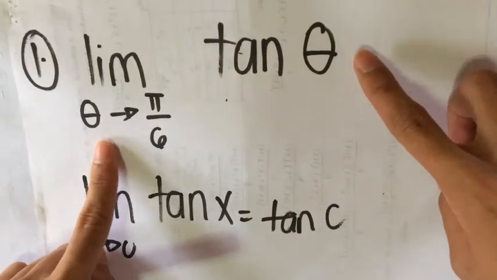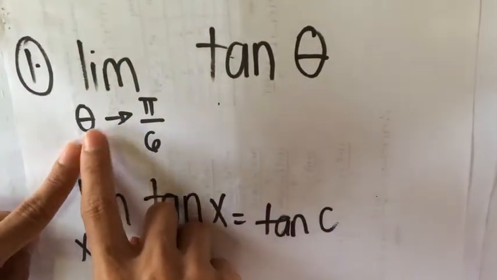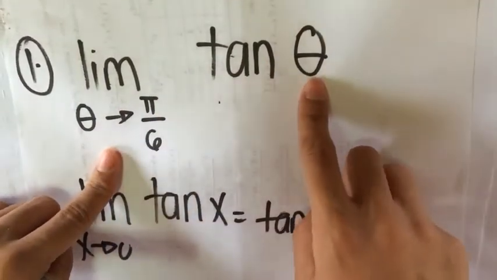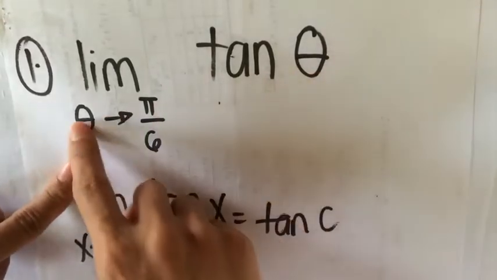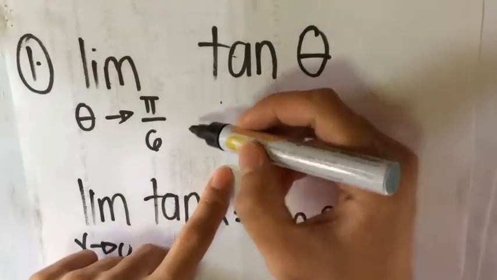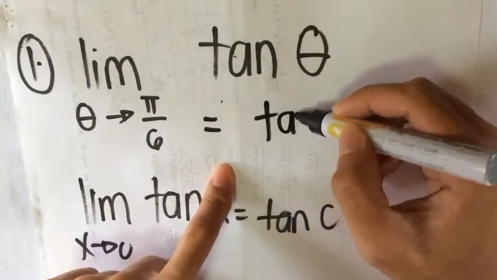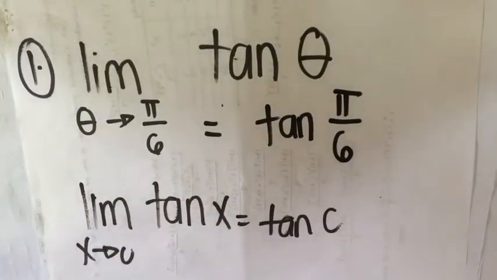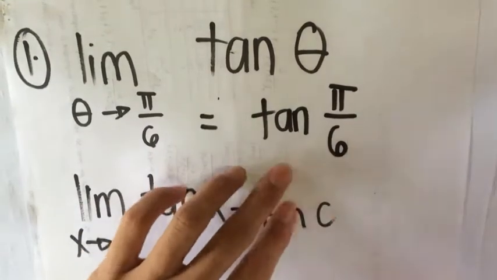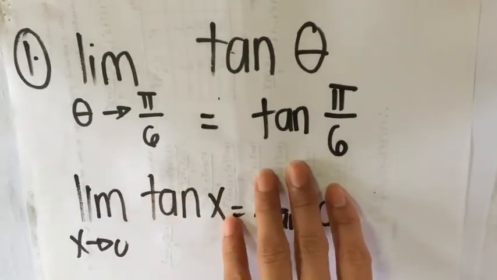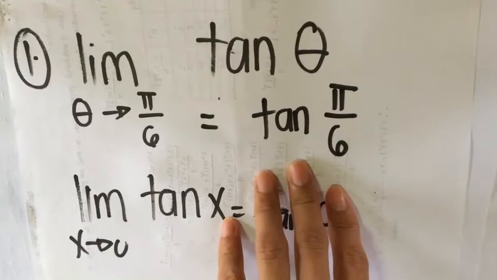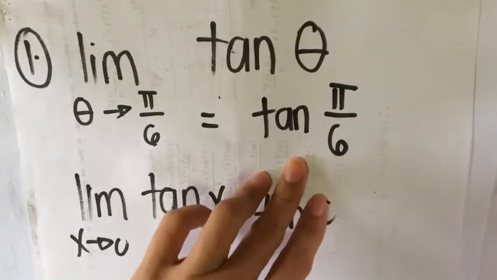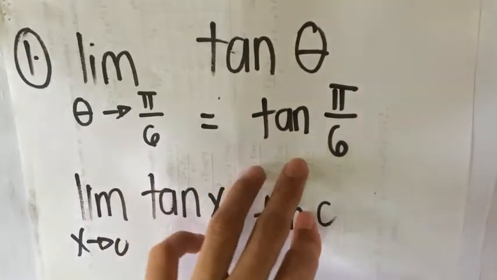Same thing for example number 1. We simply use the direct substitution method in finding the limit. So tan theta as theta approaches pi over 6 is tan pi over 6. As simple as that. So how are we going to find the exact value of the limit of this function, to understand what this tan pi over 6 really approaches?